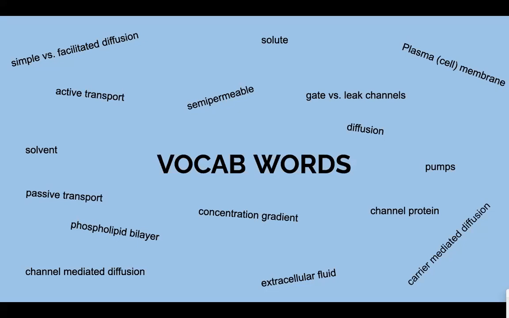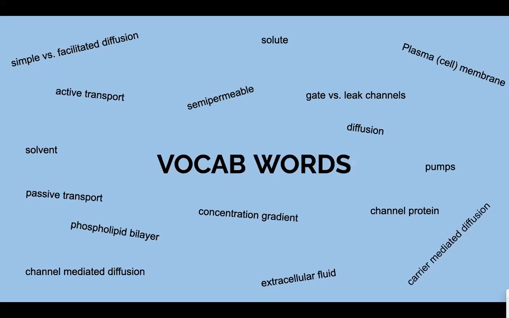Simple diffusion is the passive movement of molecules or ions directly through the lipid bilayer of the cell membrane. Facilitated diffusion is the passive movement of molecules or ions across the cell membrane with the assistance of transport proteins, such as channel proteins or carrier proteins.